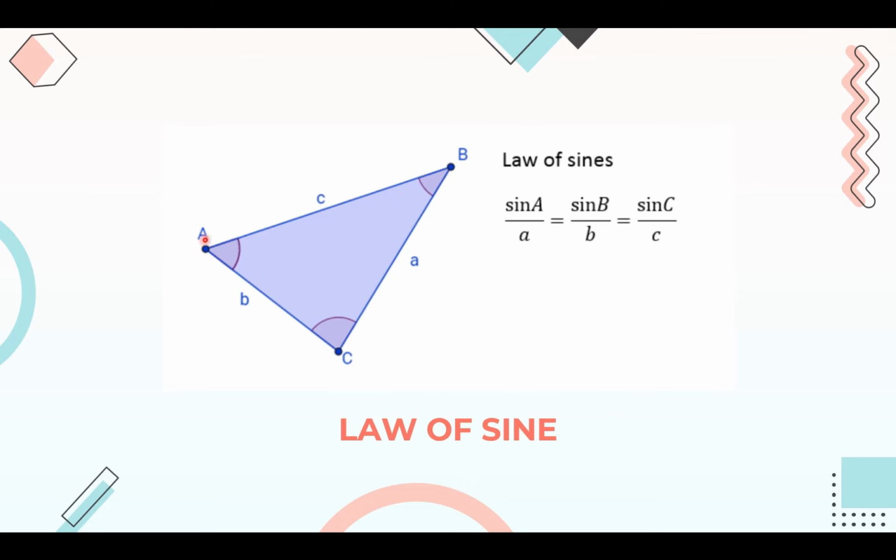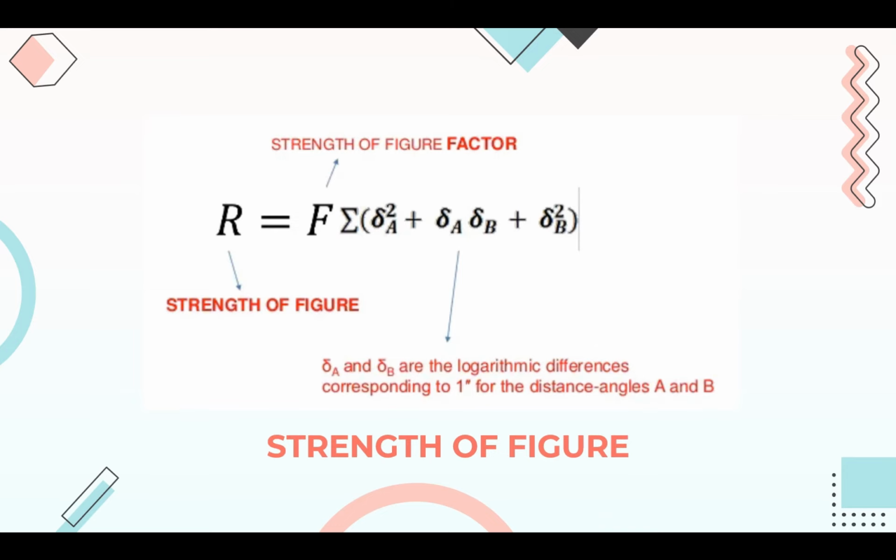Now we need the law of sine because later you will know that we will be given one known side and angles. So to find the other distances in our chain of triangles, we can use the law of sine. The next equation is this one, the equation we will use for our strength of figure. Strength of figure is equal to F multiplied by this summation term here. We will define this later. I know it looks intimidating and new to you guys, but this is really easy once you know how to solve for F and once you know how to solve for this term here.